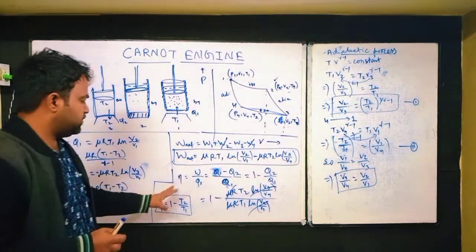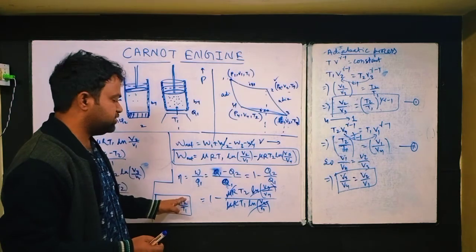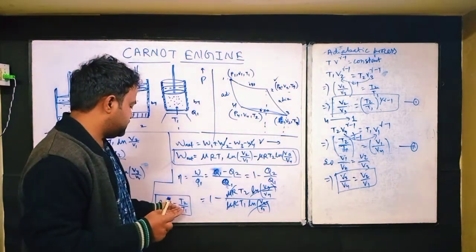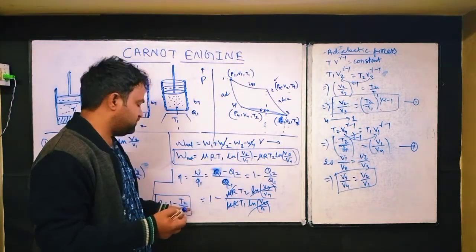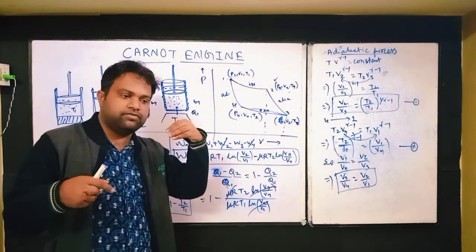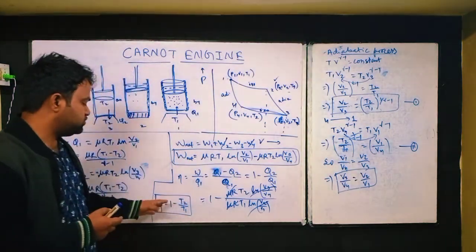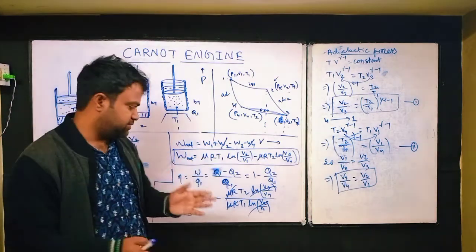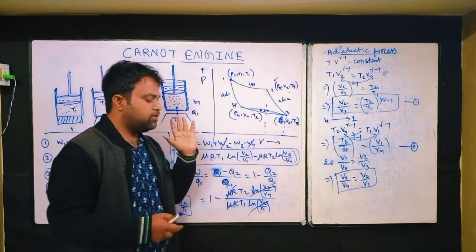So my machine works between the temperatures T1 and T2, and this is also a definition of a Carnot engine: whatever engine you take, the efficiency won't increase if it is working between T1 and T2, right? The efficiency you cannot increase beyond that, and efficiency will also be within 0 to 1, right, or 0% to 100%. So this is the efficiency of your machine, and this is all about your Carnot cycle.